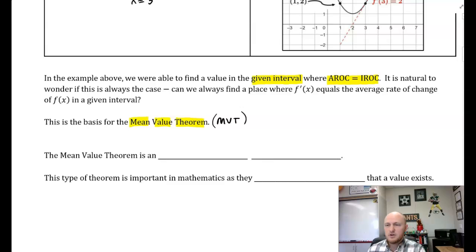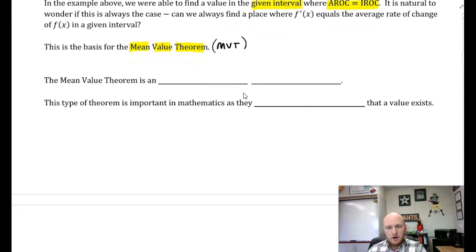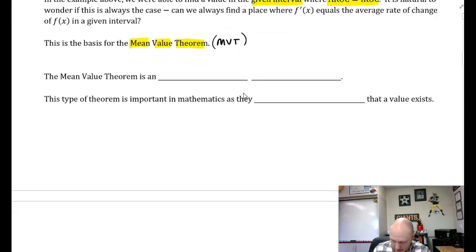MVT. Now, whenever you use the acronyms, I like you to actually use the words and write them out: mean value theorem, intermediate value theorem, because MVT and IVT are so easy to switch. You kind of almost do it subconsciously. You can switch them, and then you'll lose that point, or at least the justification point, and we don't want that. So, continuing on, the mean value theorem is an existence theorem.